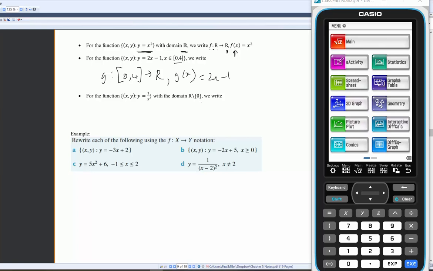Here's a hyperbola with this domain. So let's call this one h. Okay, I can call my functions pretty much anything I want. So h is a function such that it has a domain, which is the set of all real numbers not including 0, which maps to the codomain, which in maths methods is always the set of all real numbers, and my function h of x equals 1 on x.